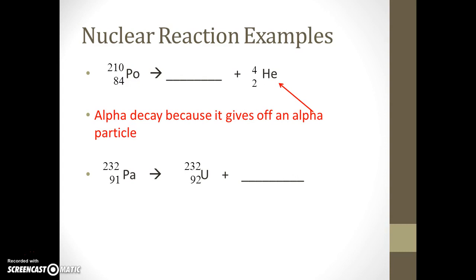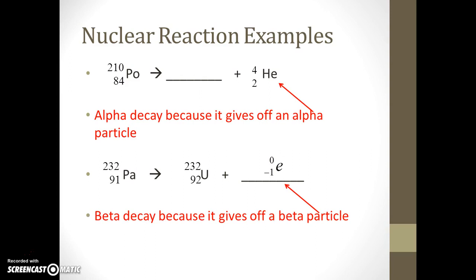On the bottom one, we don't know what type of particle it is, so we have to look at the numbers that were given. We see we have a 91 on the atomic number for the left side, and it turns into uranium, which has an atomic number of 92, so we can show that the atomic number changed by -1, and we know that -1 is a beta particle, and so we can classify it as beta decay.